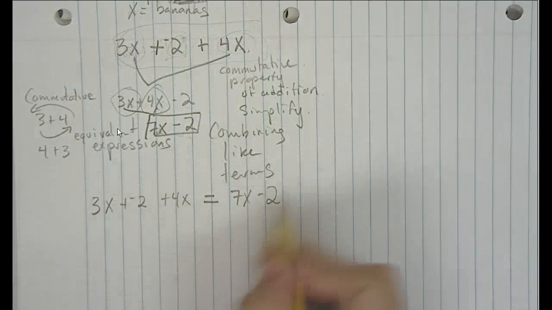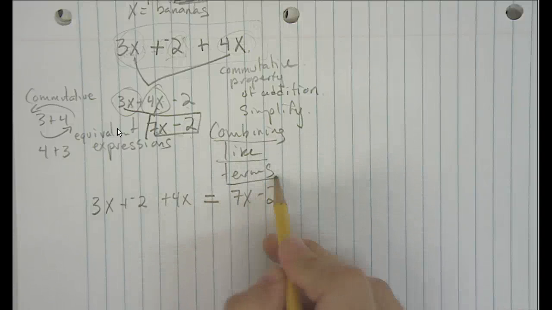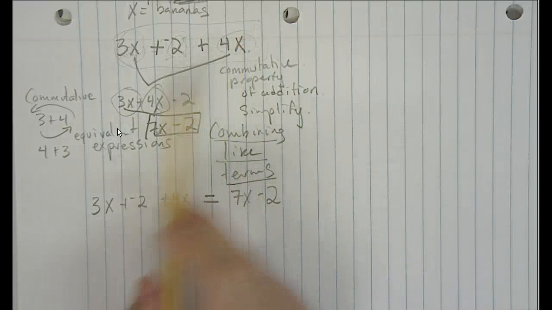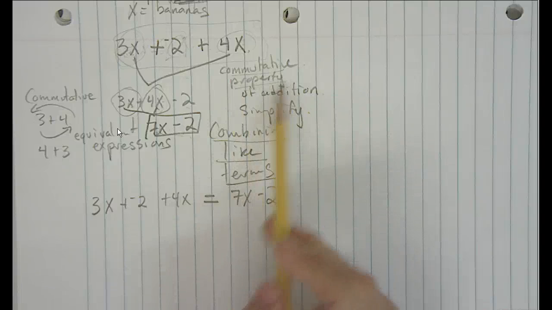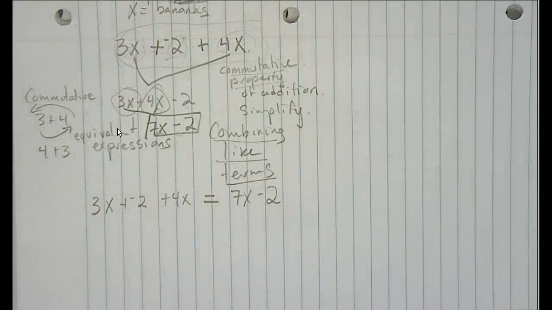We can simplify by combining like terms, and what allows us to do that first is using the commutative property of addition. Okay? Now, I'm going to show you a second example here, and in this example, we're going to use a different property to simplify.